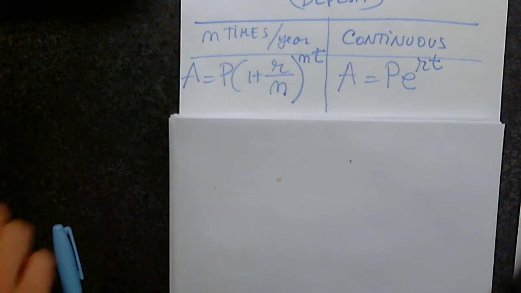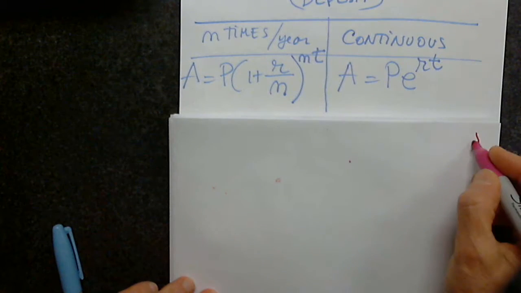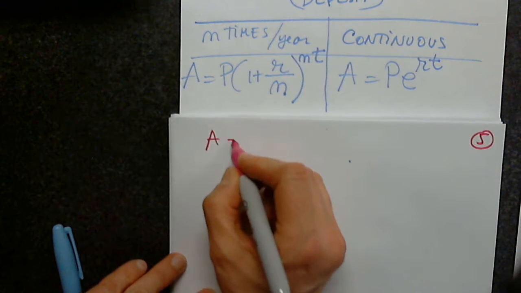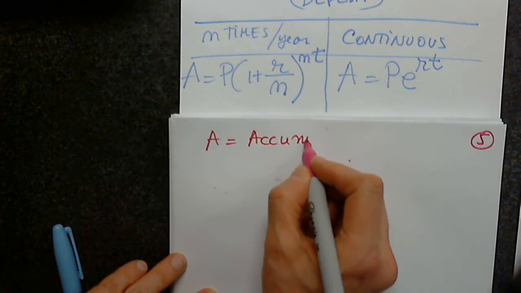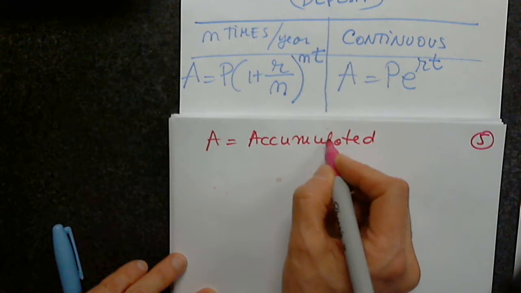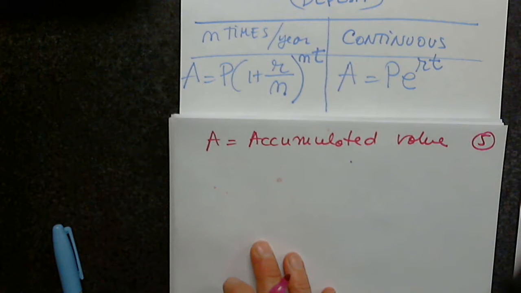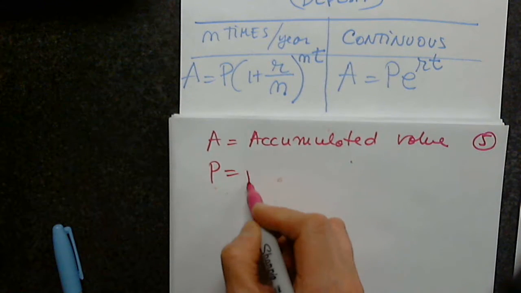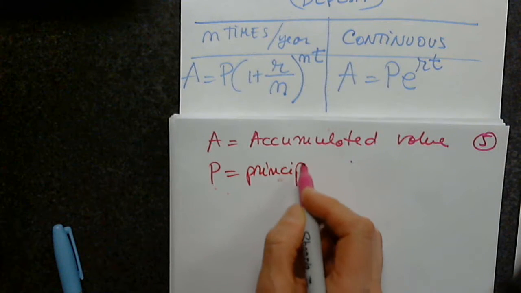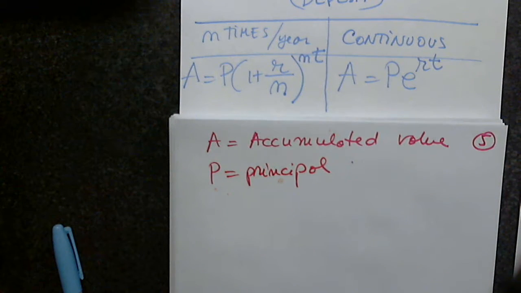Each piece represents, and then we'll choose a problem and then move on. A, accumulated value. So let's say 5 years from now, we get such and such amount. That's the accumulated value in the future. P is the principal, which is the amount of money we deposit, let's say, today.